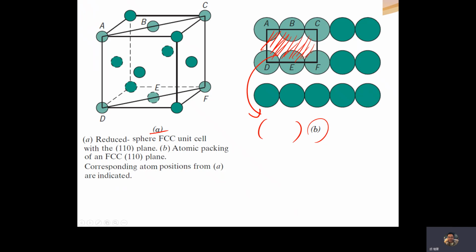Can you define it? Well, obviously it's this plane, right? And this plane is what? 110, right? This plane is 110. So what's this structure? Figure A, what's this structure? It's FCC, right? So it's FCC structure.